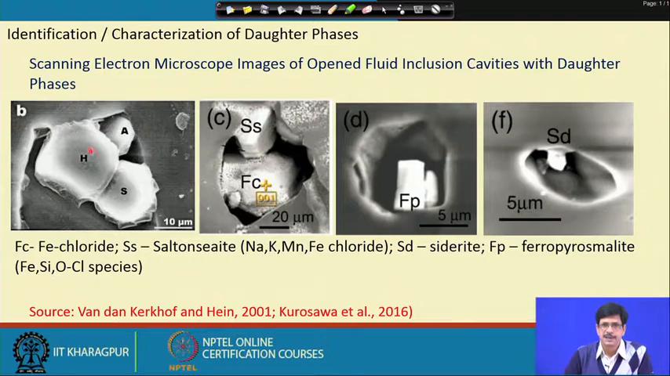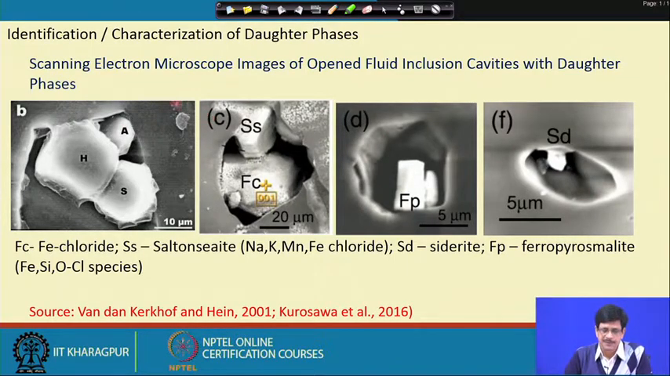These also help us because you can see the crystal morphology very clearly. For example, if we see a cubic crystal, we can identify that as a halite, or if we see a prismatic crystal like this, it can be suspected to be a sulphate like an anhydrite or a gypsum.